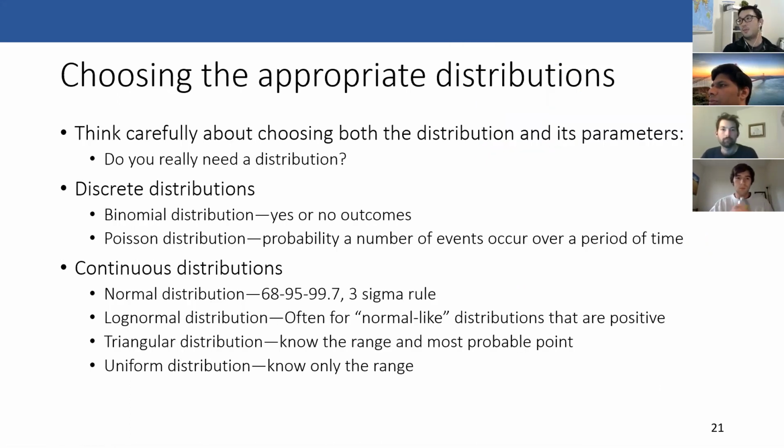So going back to a little bit of the discussion about thinking about the distribution for your values, this can be one of the harder things to do when you're actually implementing this in reality, like in your research, for example. Think really carefully about choosing the distribution and its parameters. Do you even need a distribution at the end of the day?